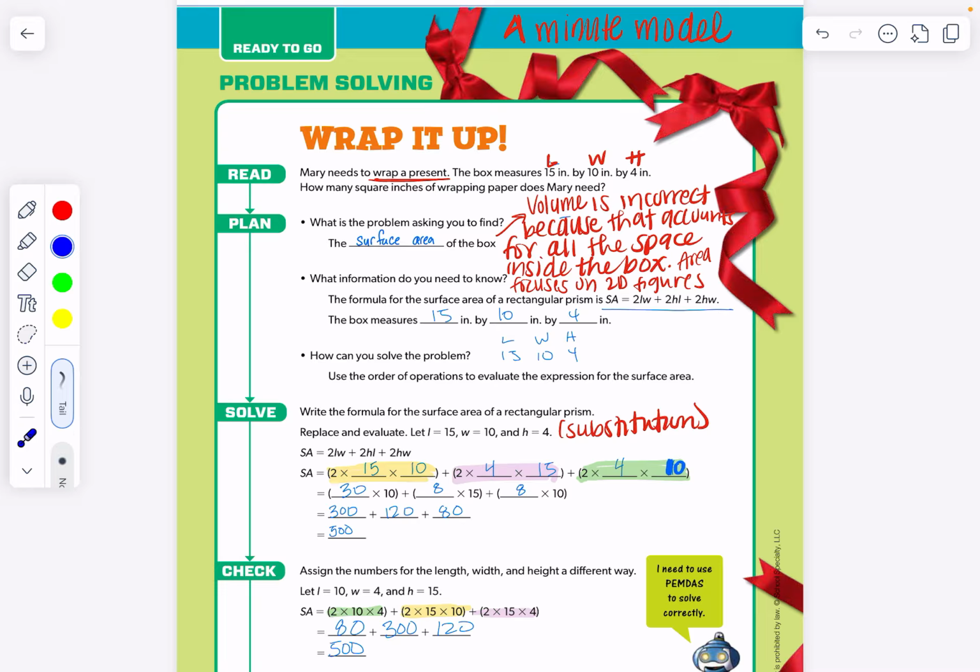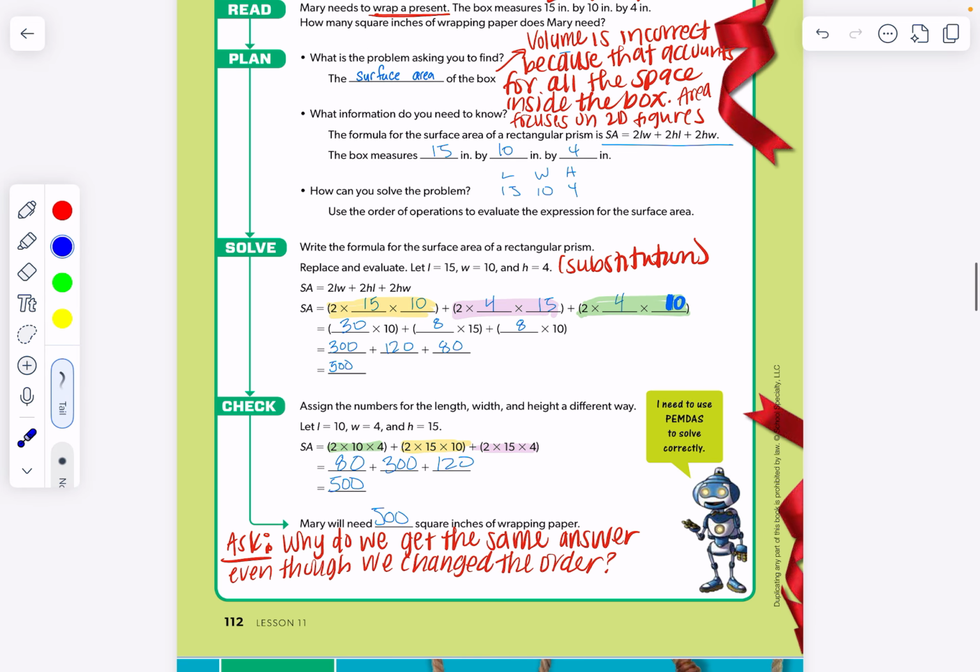Okay, and so what information do we need to know? We need to know the formula for surface area. And then we also need to know the lengths that they want us to focus on. So now that we know the formula, we know the lengths, they tell us which numbers to substitute for each of the variables. So they want 15 to represent the length, W to represent the width, and then 4 to represent the height.